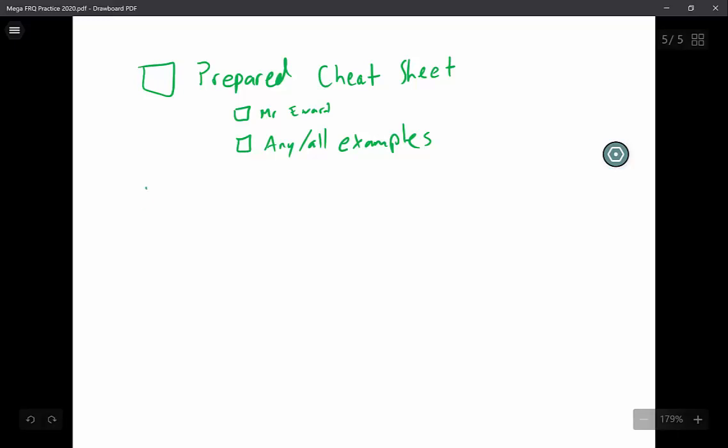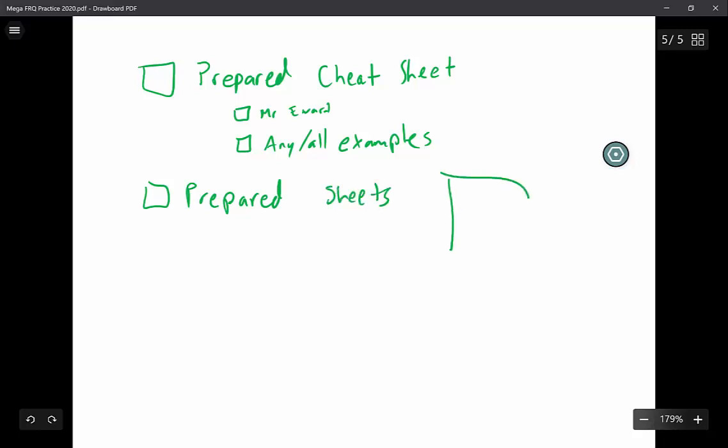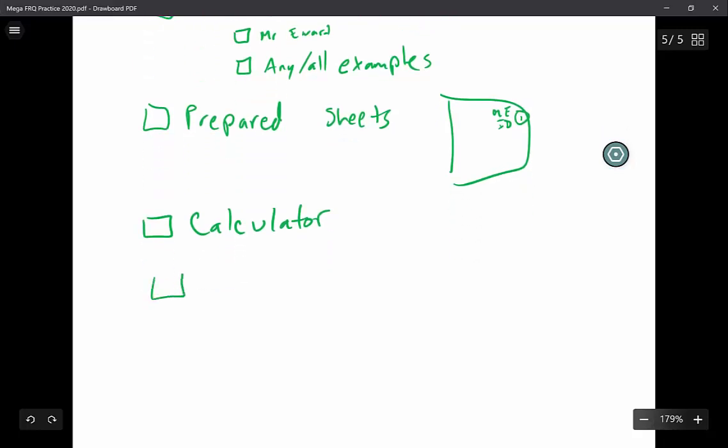Then the next thing is your prepared sheets to write on, right? With your initials, ID, page number. And then the third thing is your calculator. And then I would have 2 to 3 pens or pencils, just in case something happens and you need an extra one.